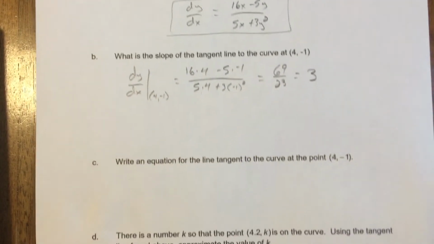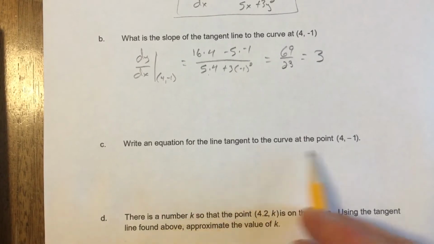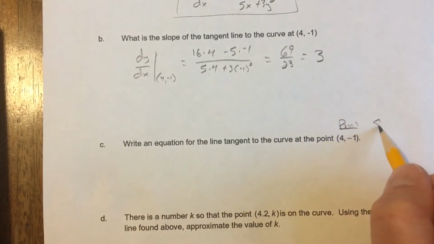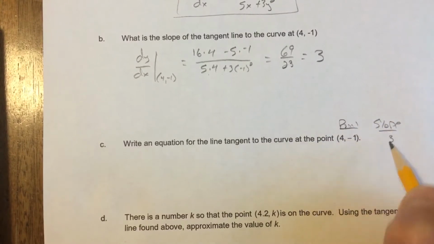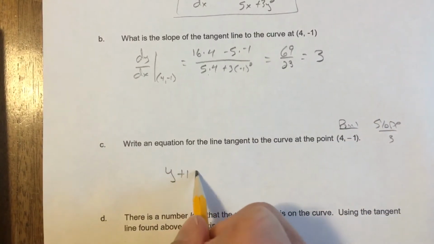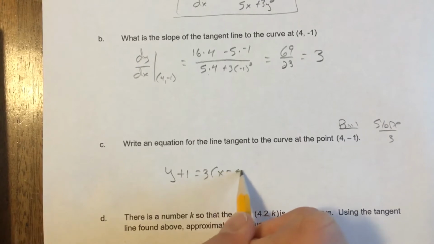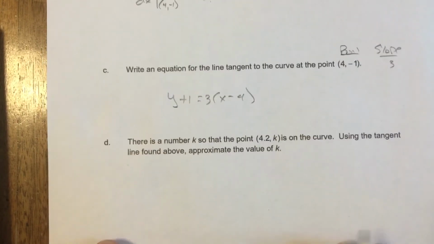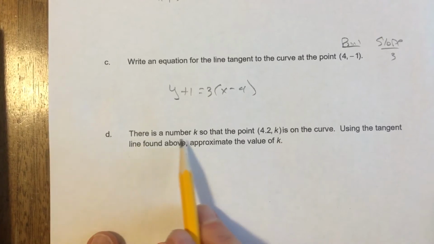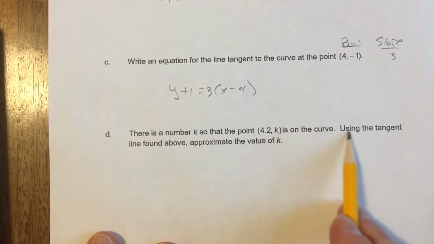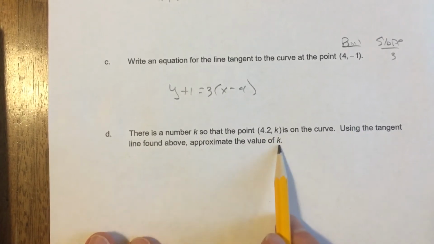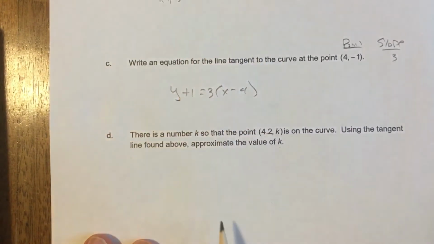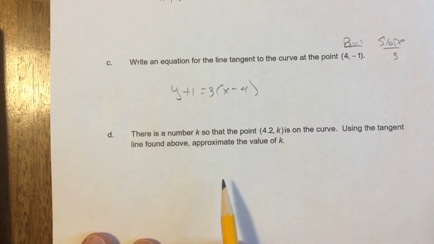Okay. So then part C says, can you write an equation for the tangent? Well, that's easy enough. Our point is that, and our slope we just found above to be 3. So y plus 1 equals 3 times (x minus 4). Okay. Pretty easy there. Now this one says there's a number k so that this point is on the curve. Using the tangent line, can we approximate that? We don't really want to go in and figure it out. Just can we use the tangent line to get a quick approximation?